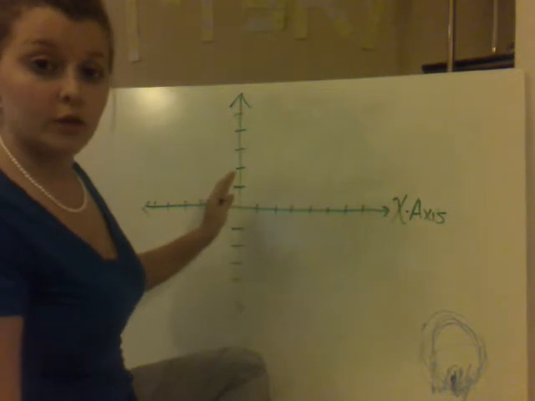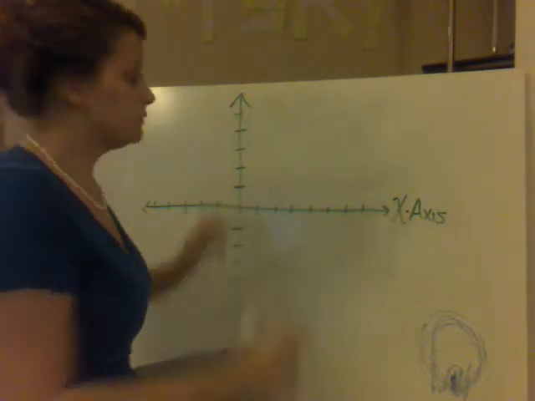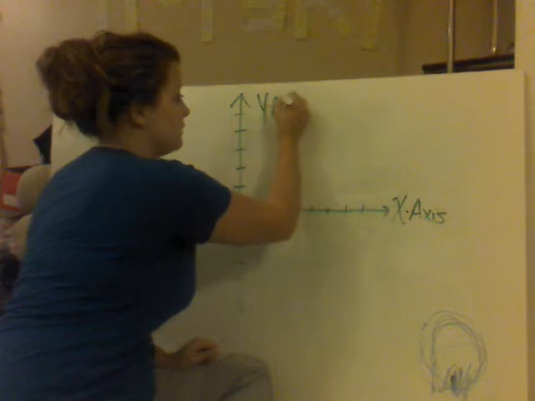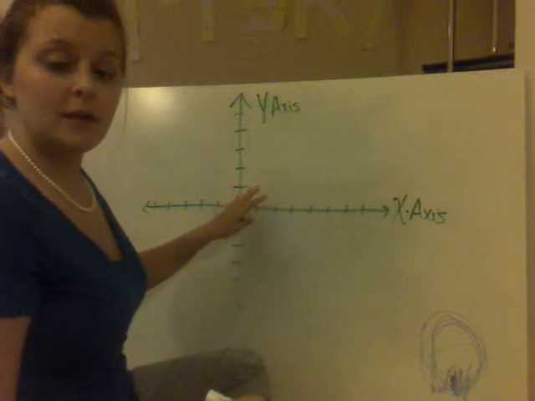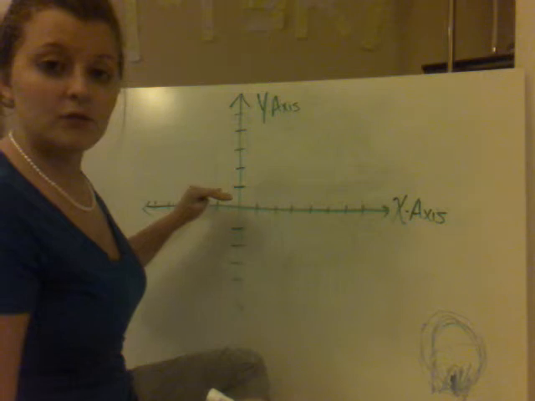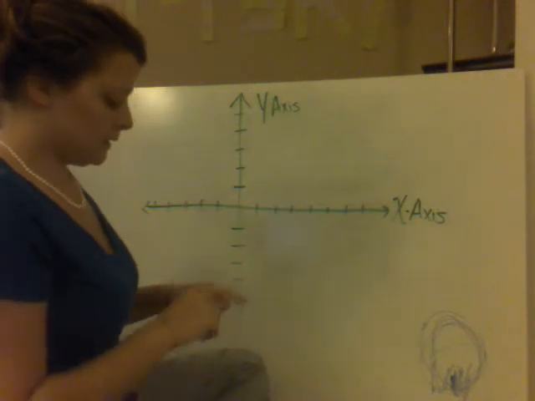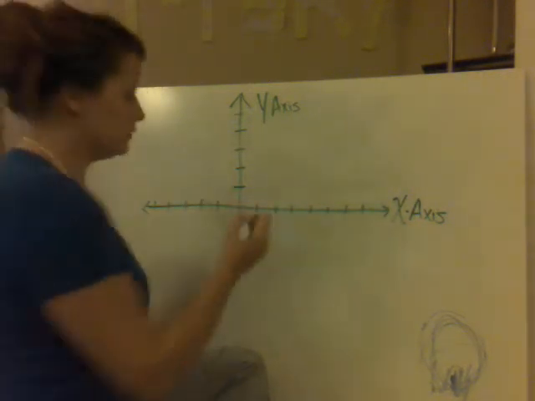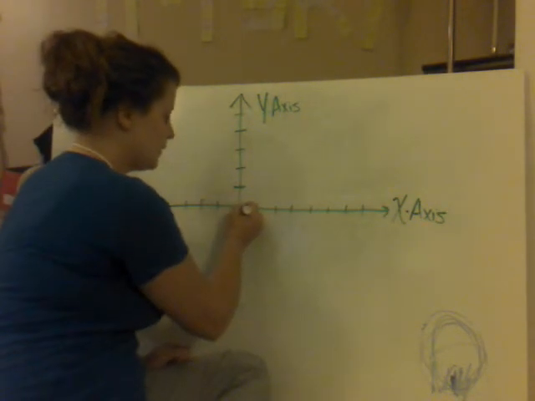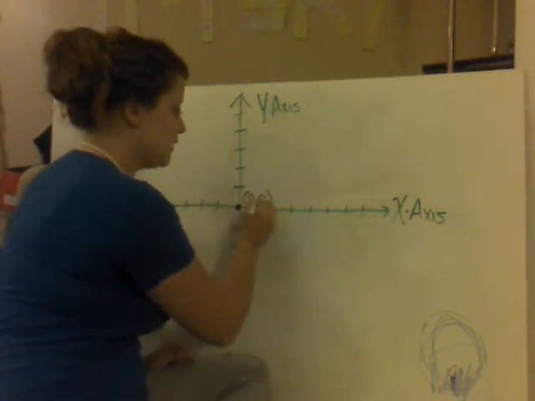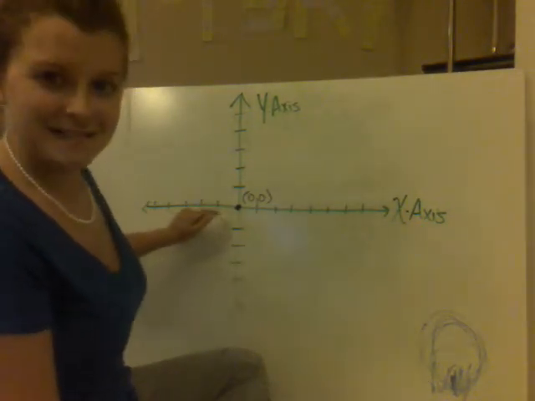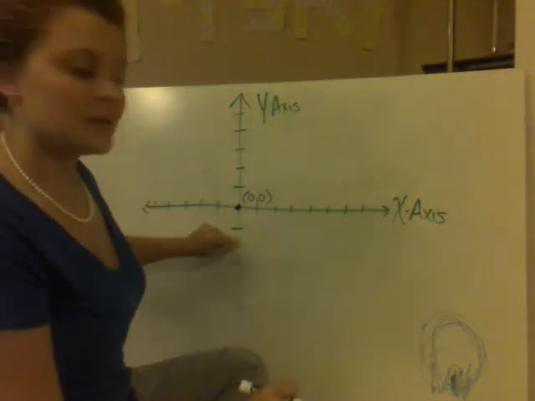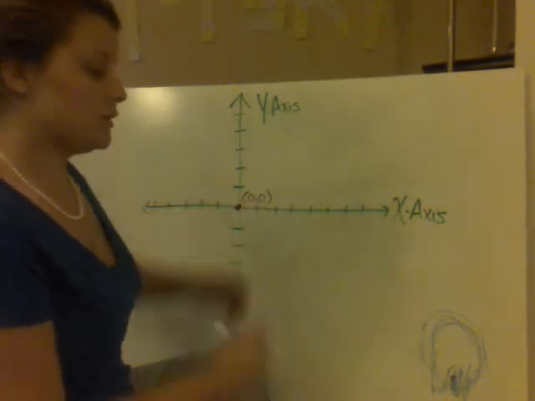Up and down, or vertical, is going to be our y-axis. Okay? So I've got our coordinate plane made out of a y-axis going up and down or vertical, and an x-axis going left and right or horizontal. Let's not forget our center point right here is at 0, 0, meaning this is the 0 position on the x-axis and the 0 position on the y-axis. So it's going to be written 0, 0.